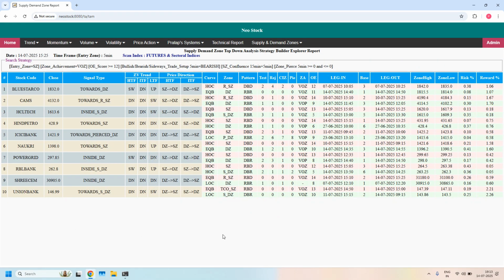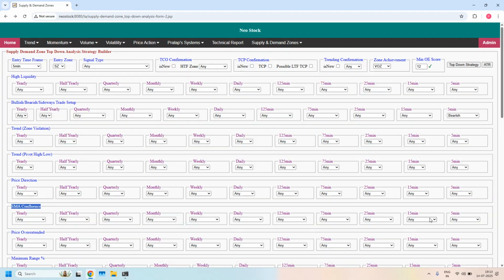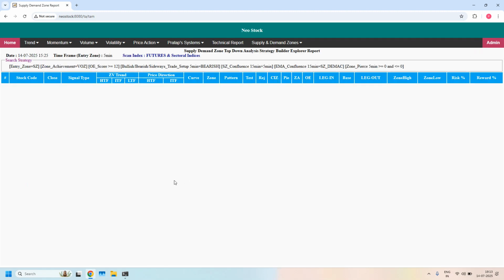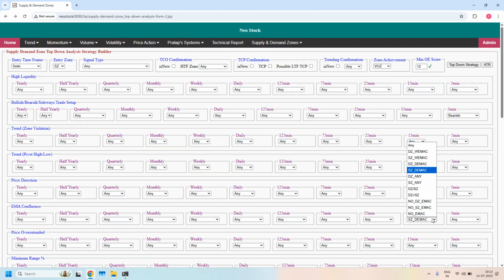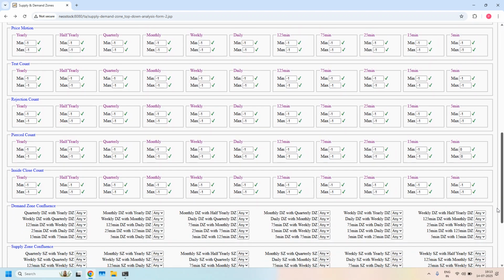In all 10, 5 minute supply zones overlapped with 15 minute supply zone. And 15 minutes trend is down. Let's further filter with EMA confluence on 15 minutes time frame. By setting 15 minutes supply zone with daily EMA, we don't have any stocks. Okay, now let's look into 5 minutes, 15 minutes and 75 minutes supply zone confluence supported stocks.